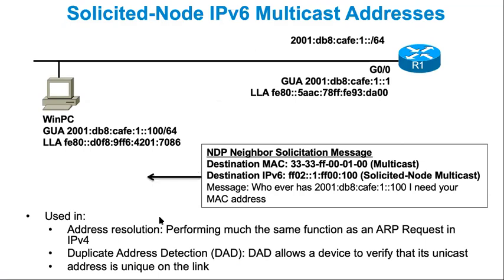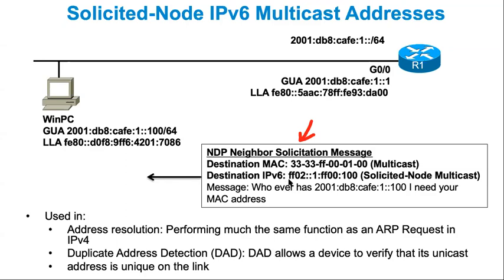Okay, so first of all, how are these used? We're going to see an example later that solicited node multicast addresses are used in neighbor discovery for things like address resolution, when the device knows the IPv6 address but needs to know its MAC address. That's what's known as a neighbor solicitation message. And we'll see a couple of things here, but don't worry about it right now.